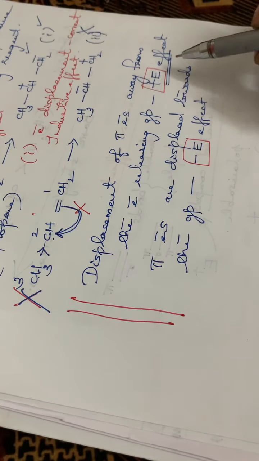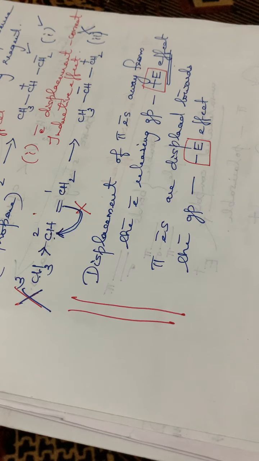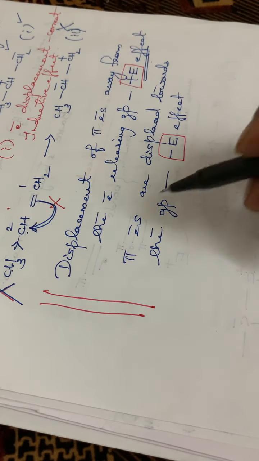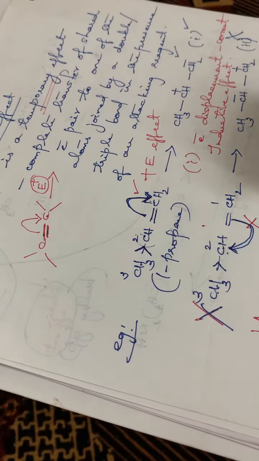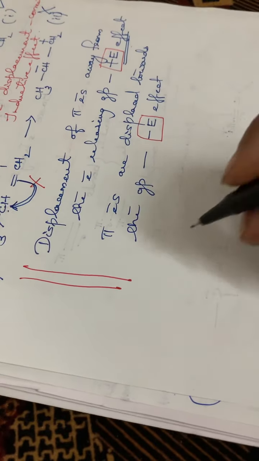So if it is plus E effect, and if the pi electrons are displaced towards the group, that is minus E effect. So here we had seen an example with two carbon atoms, right? Here two carbon atoms are there. Then we can go through another example.